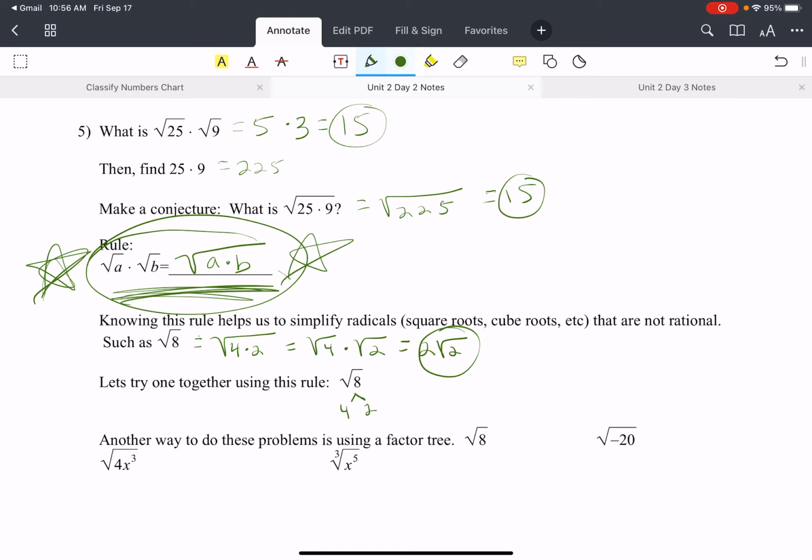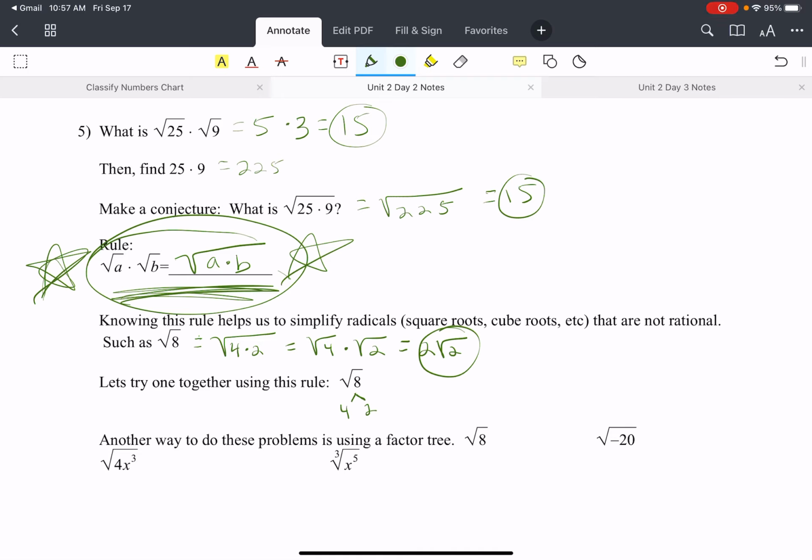Can someone raise their hand and remind me what a prime number is? What's a prime number? Something that has no square roots or multiplication that goes into it. I don't have any factors, okay? So 2 is an example of a prime number. I can't break that one down any smaller.